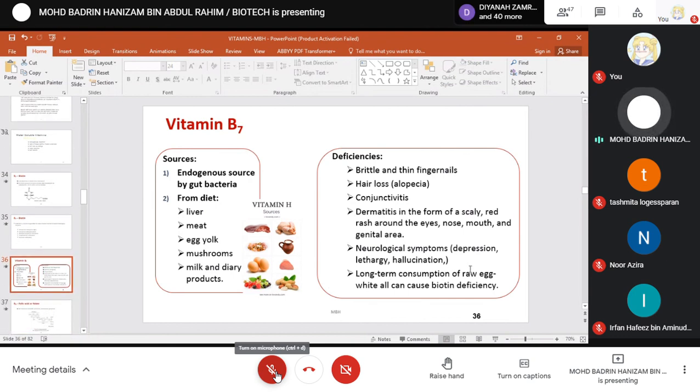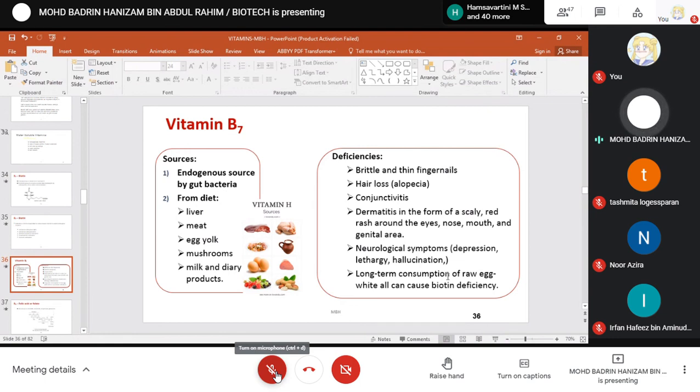Long-term consumption of raw egg. Raw eggs contain something that's called, I can't remember, I will get back to you tomorrow if I remember. It's some molecule compound that can cause biotin deficiency by preventing your body from absorbing the biotin. It's kind of like hiding the biotin from your body.